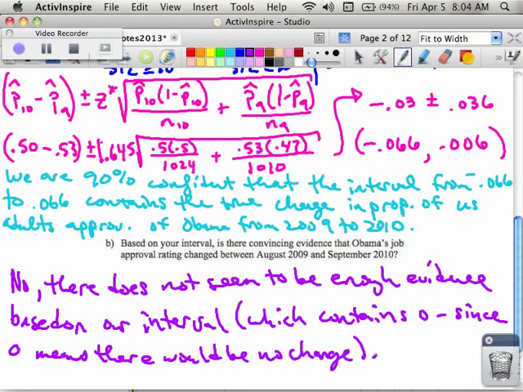So you guys can try to do the next example.